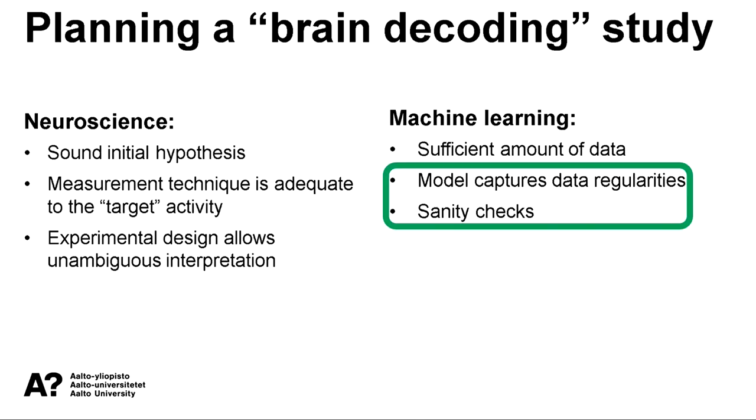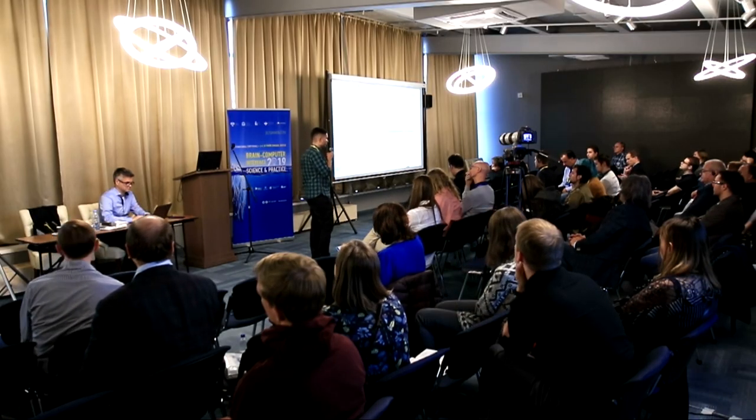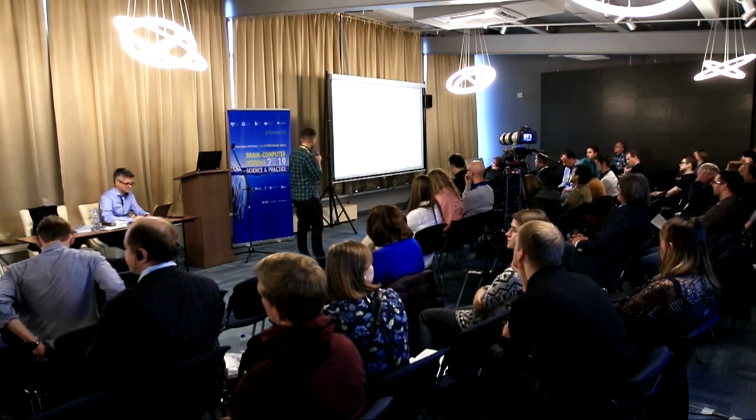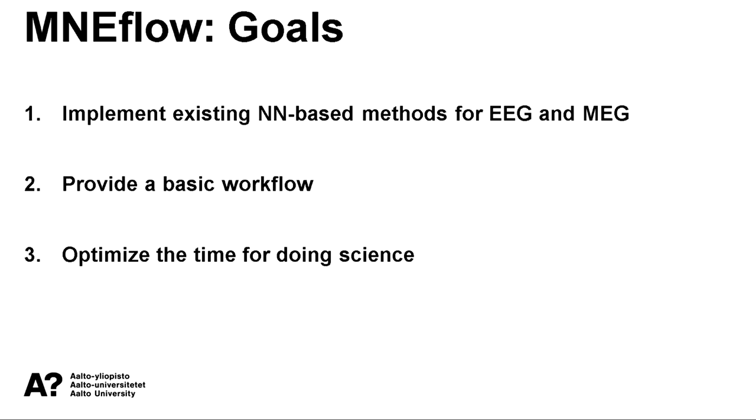we introduced our own convolutional neural network for decoding magnetoencephalographic signals. But because we met many concerns and made a lot of errors during the model development, we decided to build a Python package that would basically take care of these two things. First, implement the models that were published and are known to be effective in decoding EEG and MEG signals, and do some sanity checks. So the goals of the MNE-flow package, I will explain the name quite soon, are to implement the models, to provide the basic workflow, to avoid common pitfalls, especially during the pre-processing, and ultimately optimize the time for doing actual science, not picking hyperparameters.